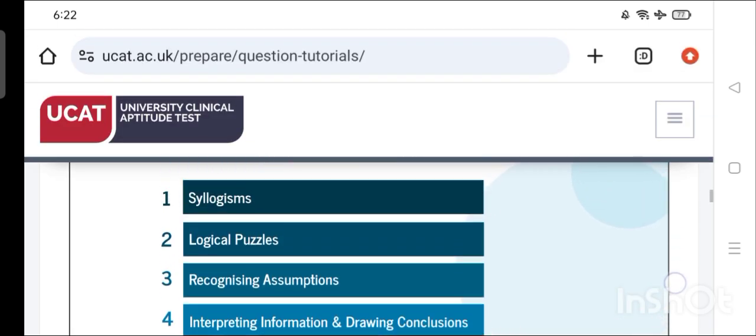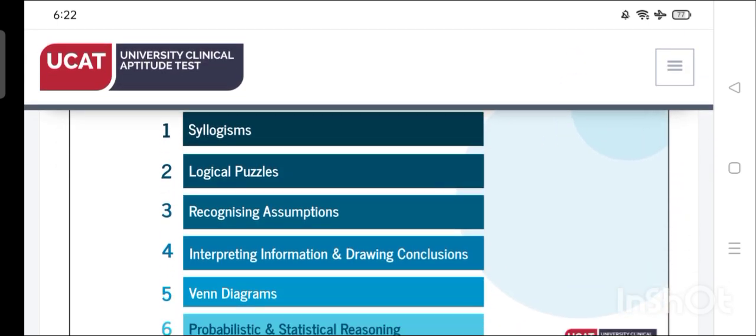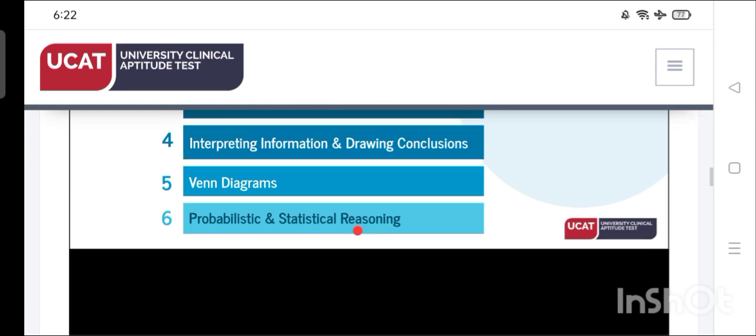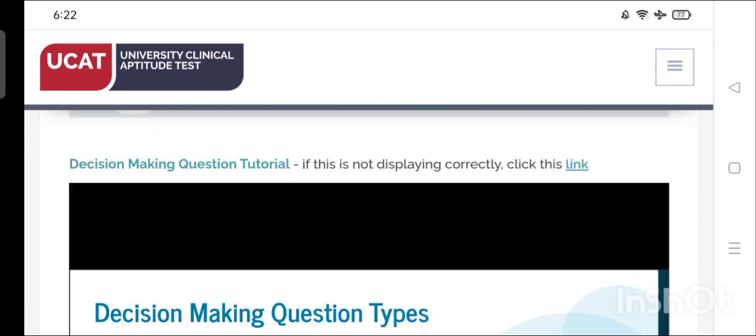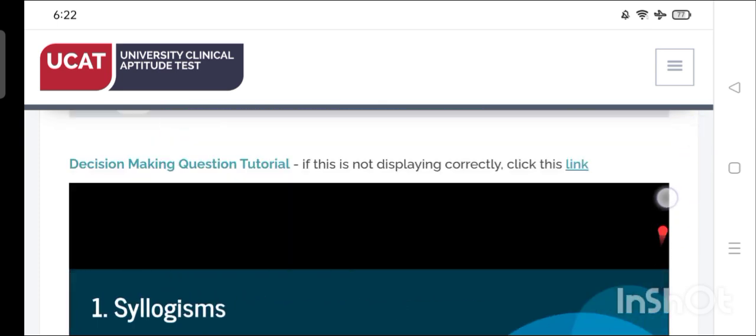We're going to learn about each one of the types, what type of questions are included, what strategies we can use in these types, and we're going to see examples in these types, of how we're going to solve these types of questions. So let's start with the first one, which is syllogisms.